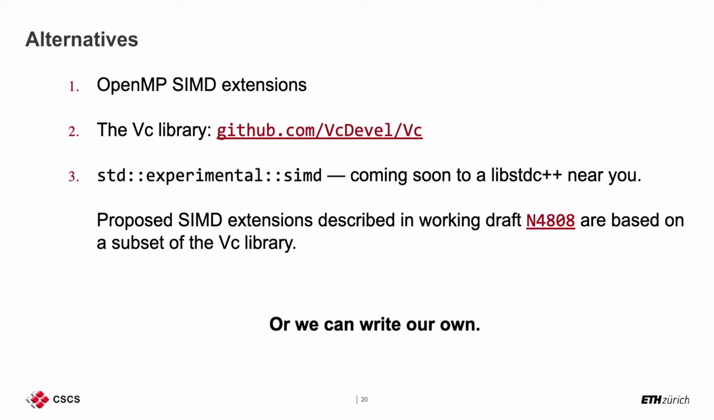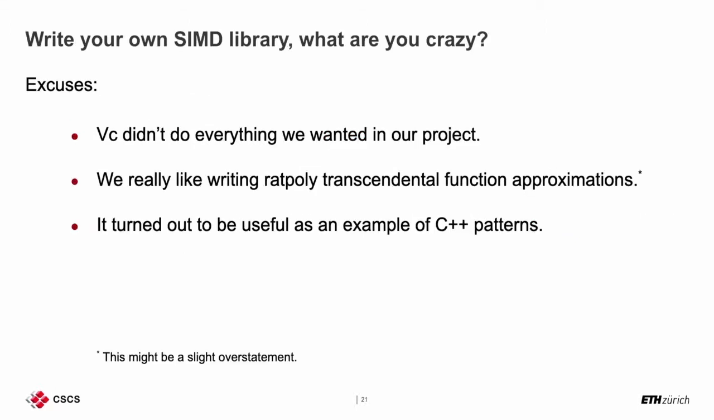Or you could do what we did and write our own library, which is clearly crazy. The reason why we did this was that VC didn't actually do everything that we wanted, especially regarding transcendentals or indirect memory accesses. And we all really love writing numerical code that approximates transcendentals using rational polynomials because everyone loves doing that. That's just huge fun. Luckily, it also turned out to be a good example for a talk like this because it incorporates a number of C++ patterns.